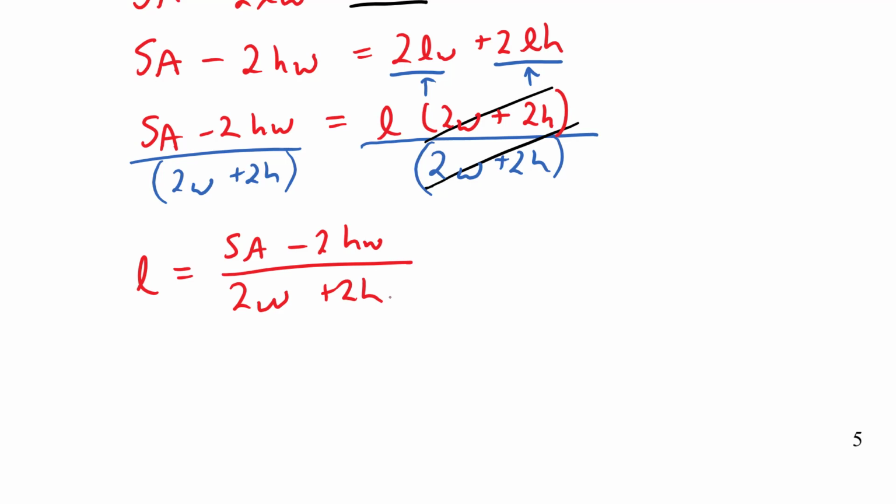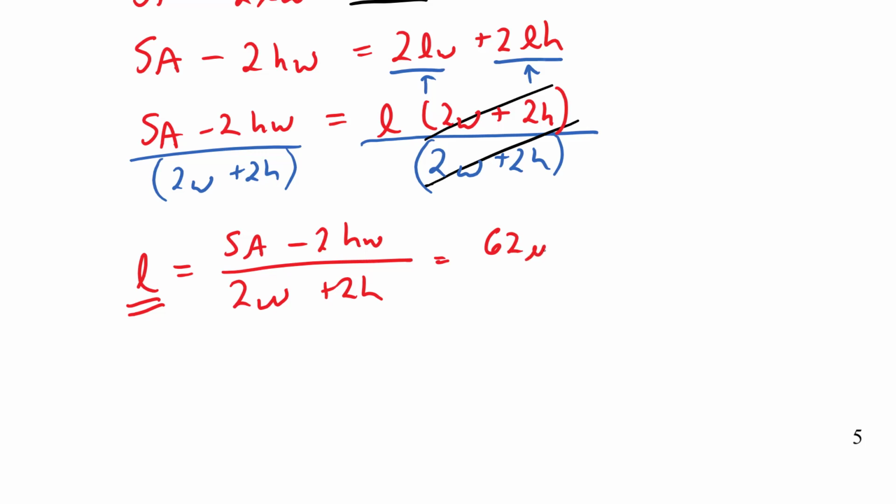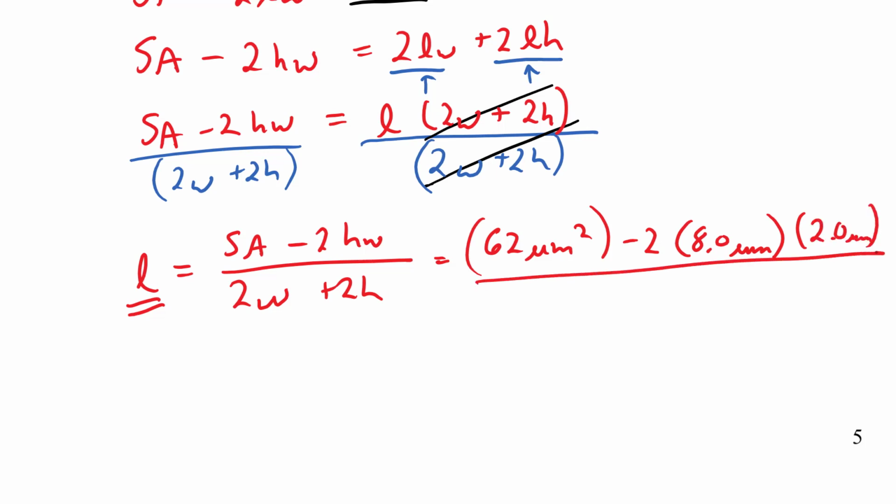Now that I've rearranged it, and I have length isolated on its own, let's now substitute the variables we do know. Surface area, 62 micrometers squared, minus 2. Our height was 8.0 micrometers, multiplied by our width, 2.0 micrometers. All divide that by 2 times the width. The width was 2.0 micrometers plus 2 times the height, which is 8.0 micrometers.